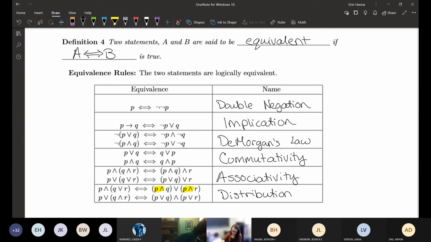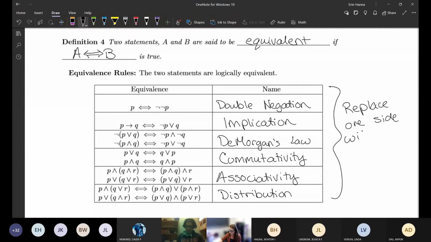All right. So those are our equivalence rules. And essentially what you can do with these is you can replace one side with the other. So I don't know if we'll get to any of the full proofs today, but essentially what we're going to be using for these is, say we're doing a proof and we have a P implies Q. I could then rewrite that as a not P or Q. So essentially these are things that are equal to each other in a way. So you can replace one of them with the other.